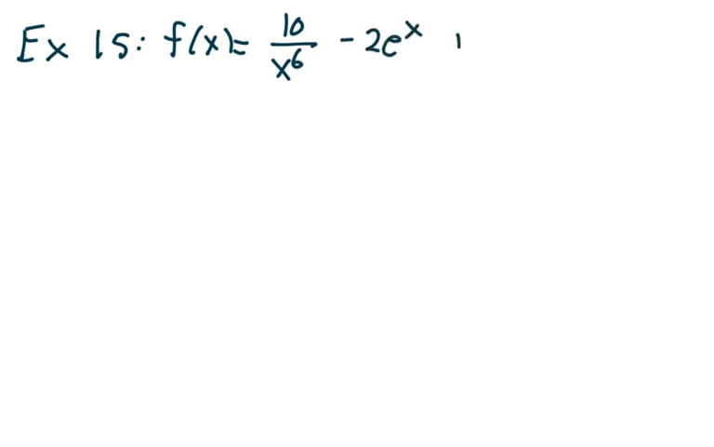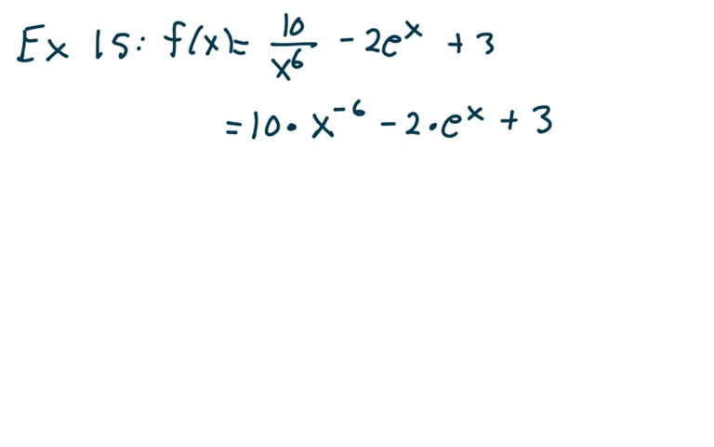Example 15. Let's make this the last one for this video. If I give you f of x is 10 over x to the 6th minus 2e to the x plus 3, I'm going to write this as 10 times x to the negative 6 so I could look at it straight, minus 2 times e to the x plus 3.